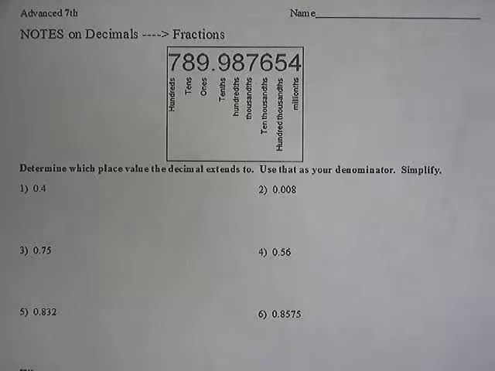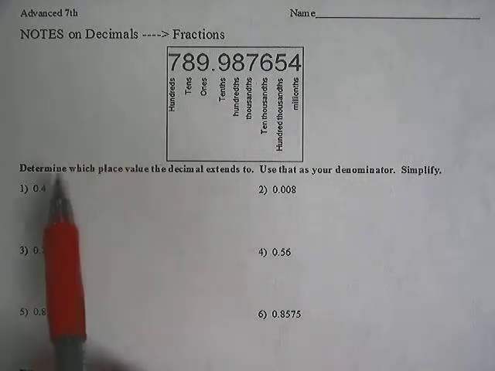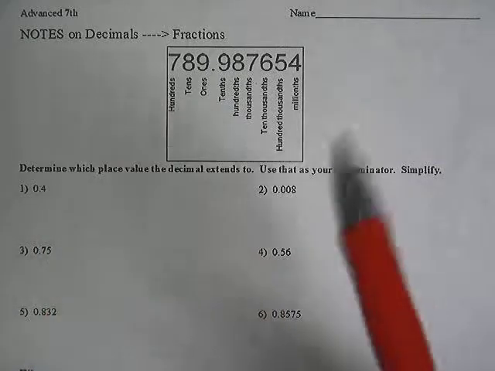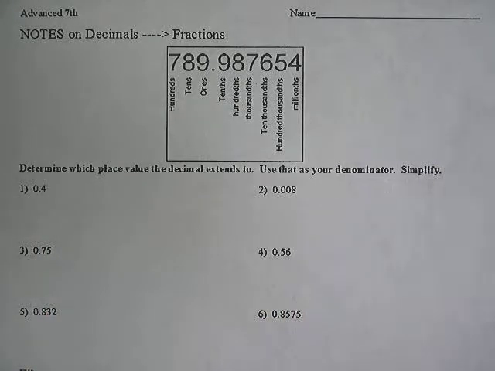Today we're going to be turning decimals into fractions. So the opposite direction of what we did yesterday. Yesterday we took the fractions, we divided, we did long division, and we turned those into decimals. So today we're going to go the opposite way. We're going to take our decimals, like a 0.4 or a 0.75, and turn those into fractions.